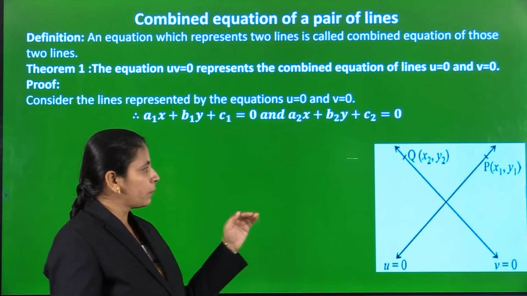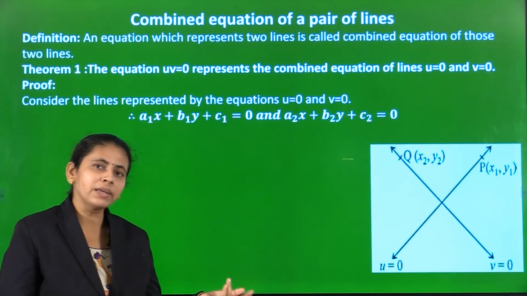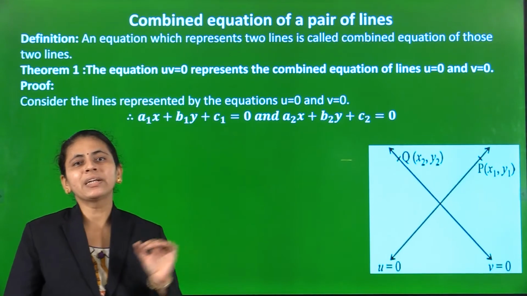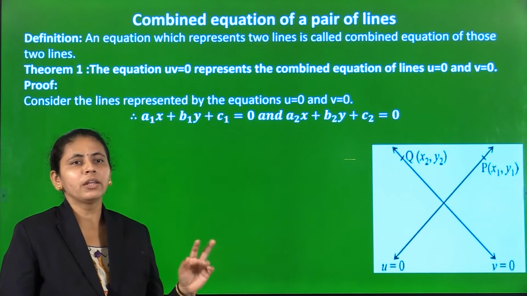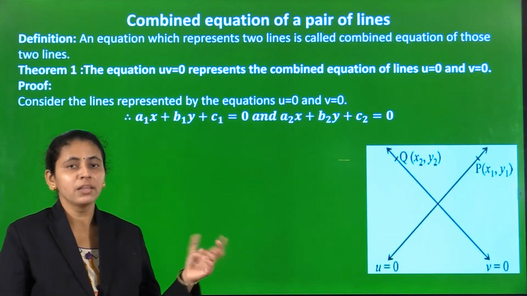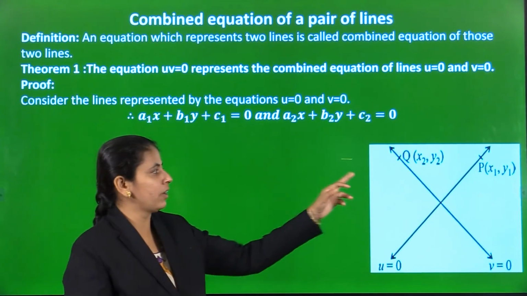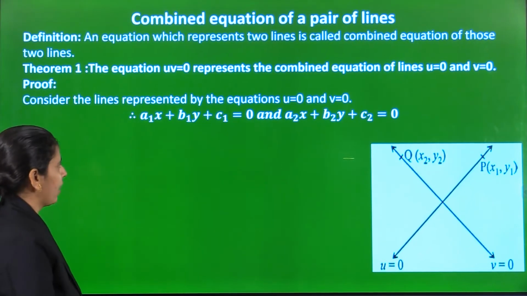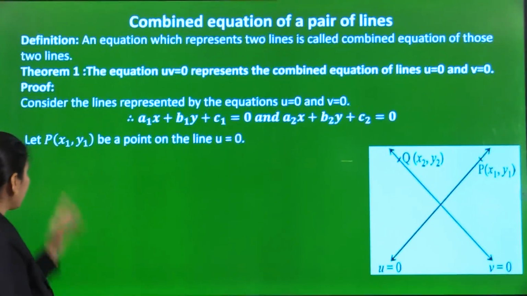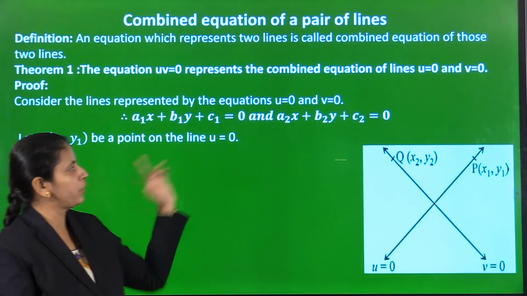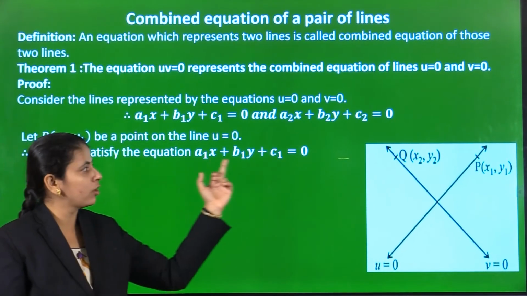What is the meaning of any point satisfying the equation? The meaning of this statement is that if you put the coordinates of that point in that equation, then you will get a satisfactory result. That is, both sides of the equation will be equal. So in this way we consider the point P of x1 y1 which lies on line u. Let P of x1 y1 be the point on line u equal to 0. Therefore, P of x1 y1 satisfies the equation of u.